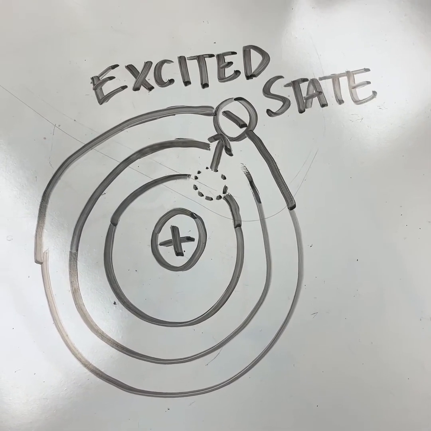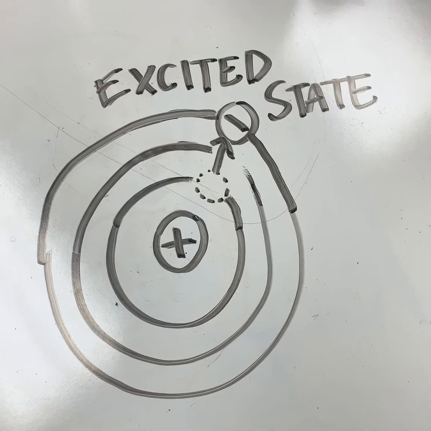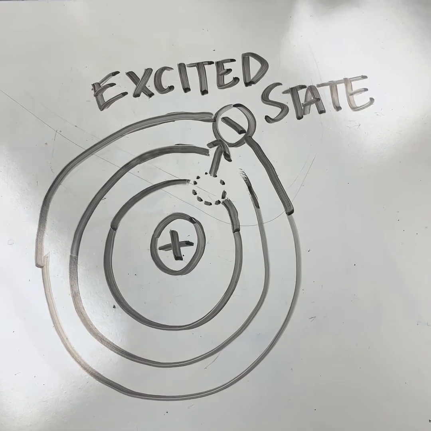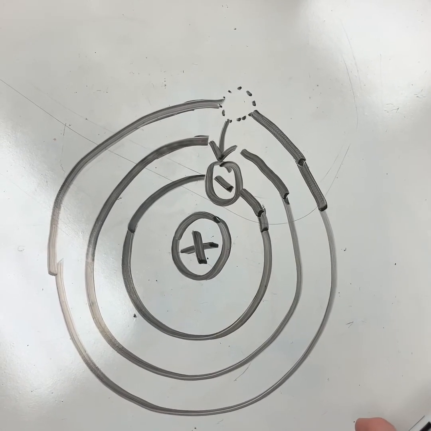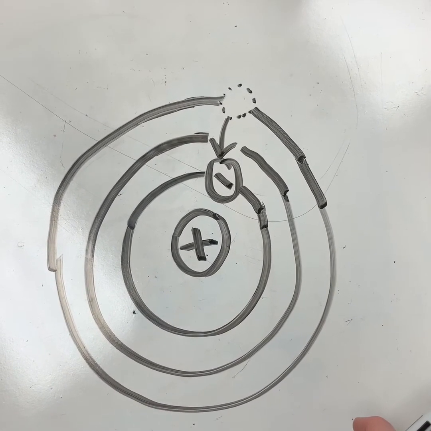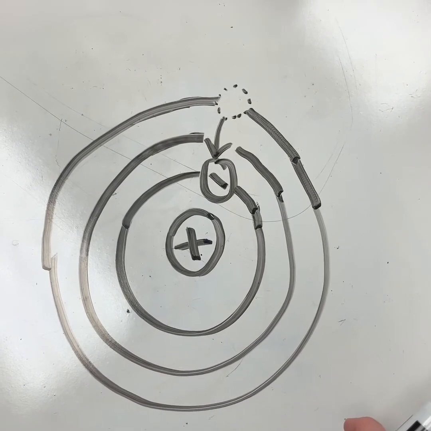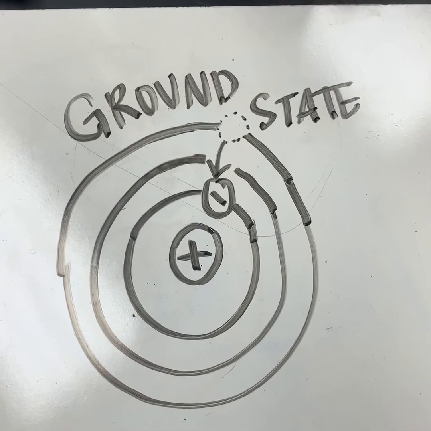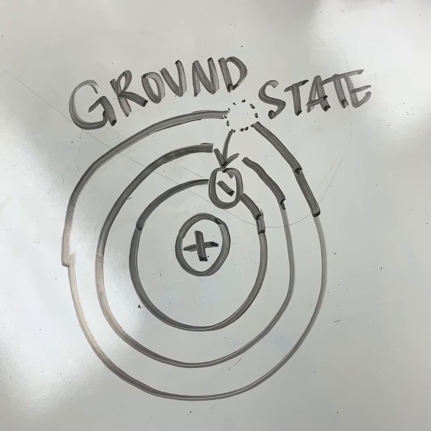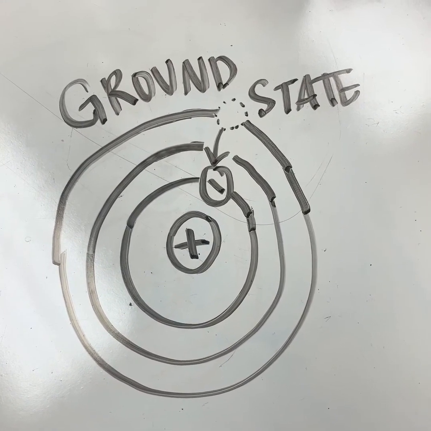In this excited state, the electron is very unstable. So as soon as an opportunity arises, the electron will drop back down to a lower energy level. When the electron is close to the nucleus, it is known to be in the ground state, and the ground state is a more stable state for the electron.